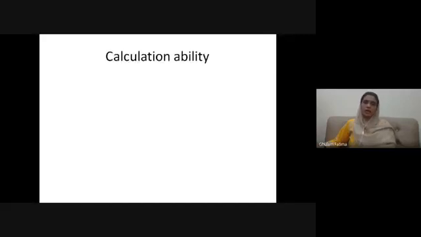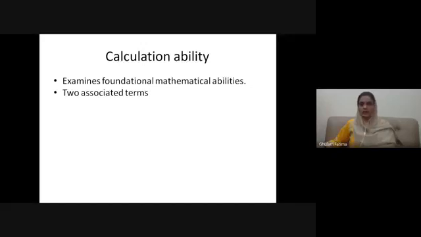So coming towards calculation ability. Obviously, as you know, calculation ability checks your mathematical abilities. Even a small kid is able to calculate the money he has in his pocket. Even people like merchants and businessmen who are totally illiterate will still be very good at calculation.